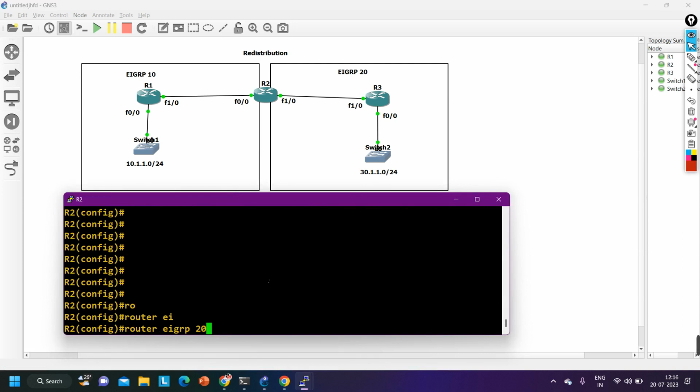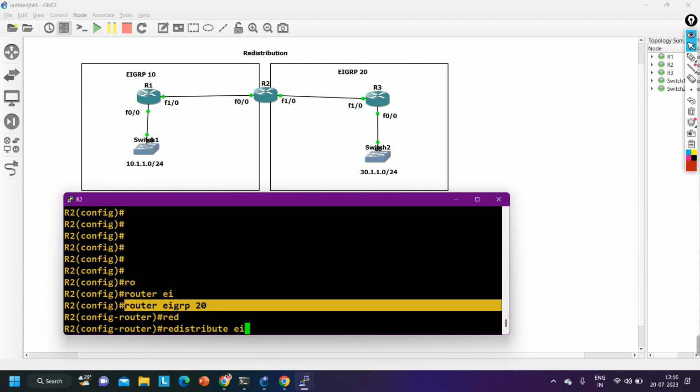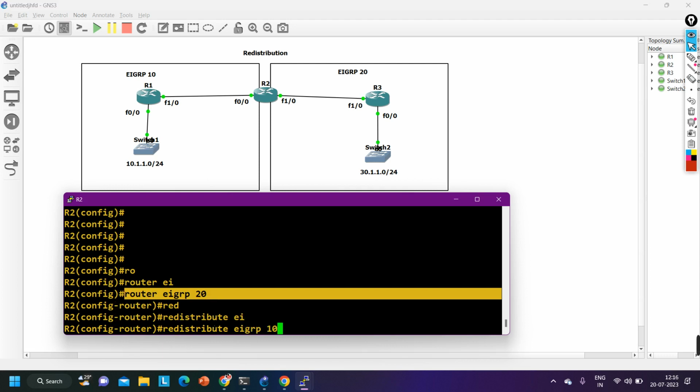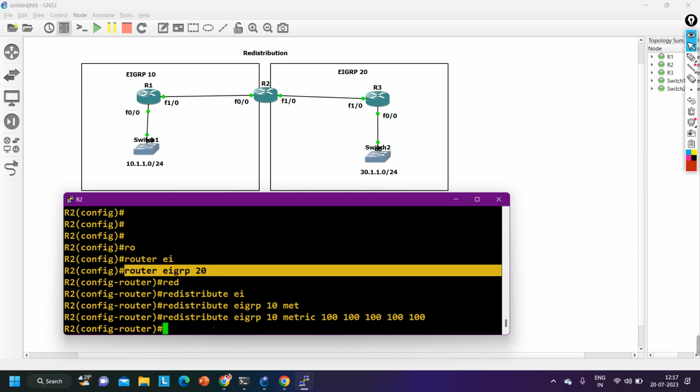First of all, you will enter the domain where you want to redistribute the external prefixes. So I want to redistribute external prefixes in EIGRP 20. So I am in EIGRP 20 mode, and here I am going to say redistribute EIGRP AS number 10, and then metric. After that, bandwidth, delay and so on, let's say every value is 100, like this.